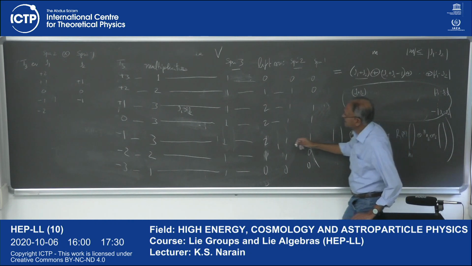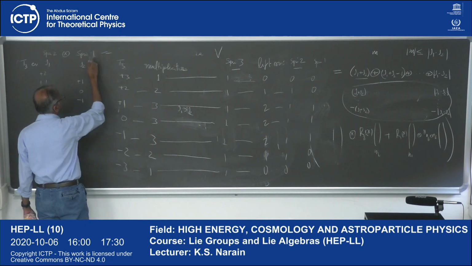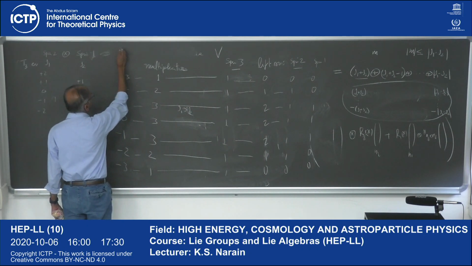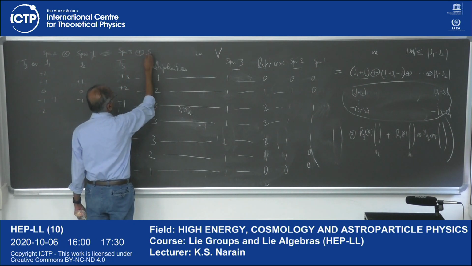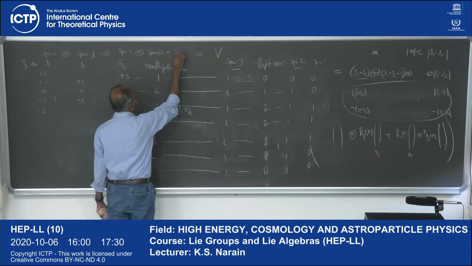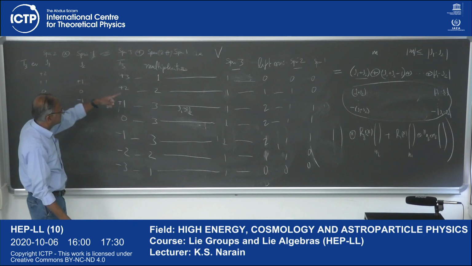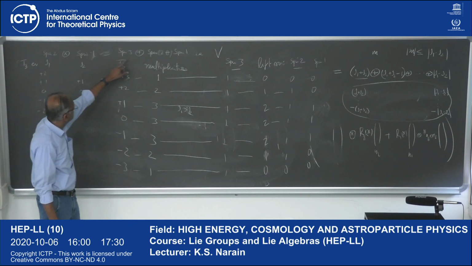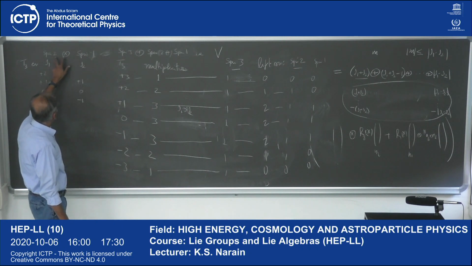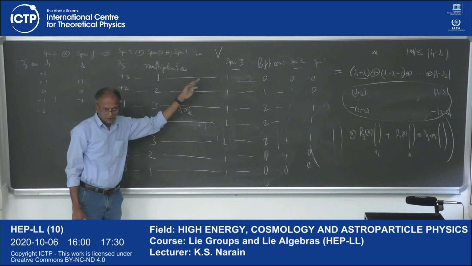Right? So therefore we see that spin 2 times spin 1 reduces to spin 3 plus spin 2 plus spin 1. That's it. And that's exactly the formula we were saying. This starts from J1 plus J2, which is 3, up to the modulus of the difference. So 2 minus 1, 1. So this.